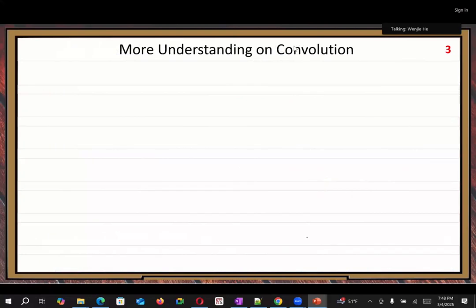More understanding of convolution. Basic properties. First, the two functions are commutative. If you commute them, then the result is the same. So we call it the commutative law.